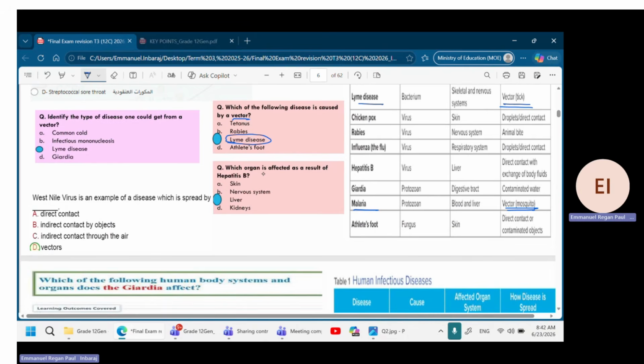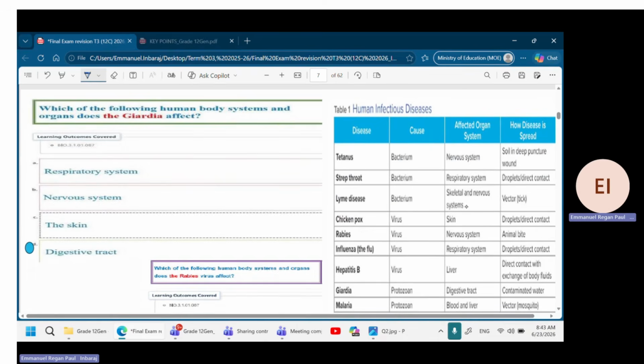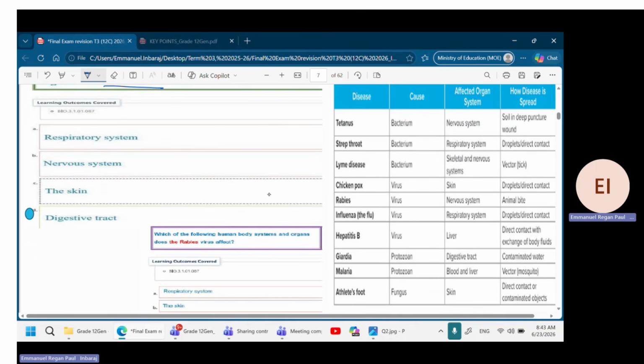You see, which organ is affected because of hepatitis B? So hepatitis B, the organ that is affected is the liver. So the answer is liver. This way you will get some questions. Let's move to the next page. You see here? Giardia. Which of the following human body systems and organs does Giardia affect? So let's look at the table. Giardia affects the digestive tract.